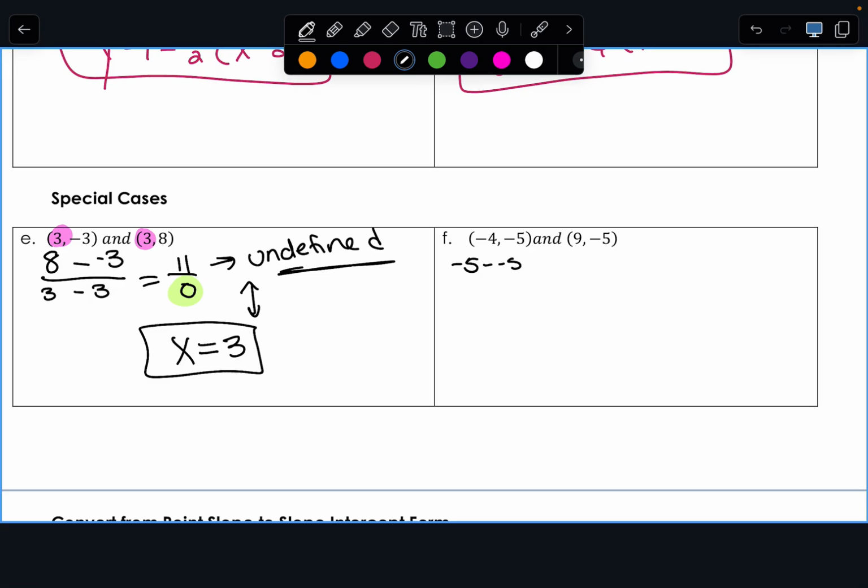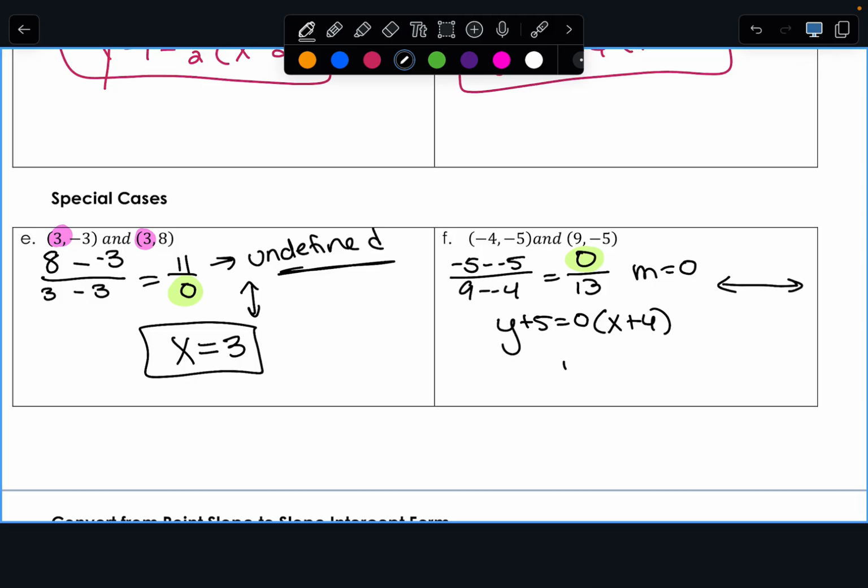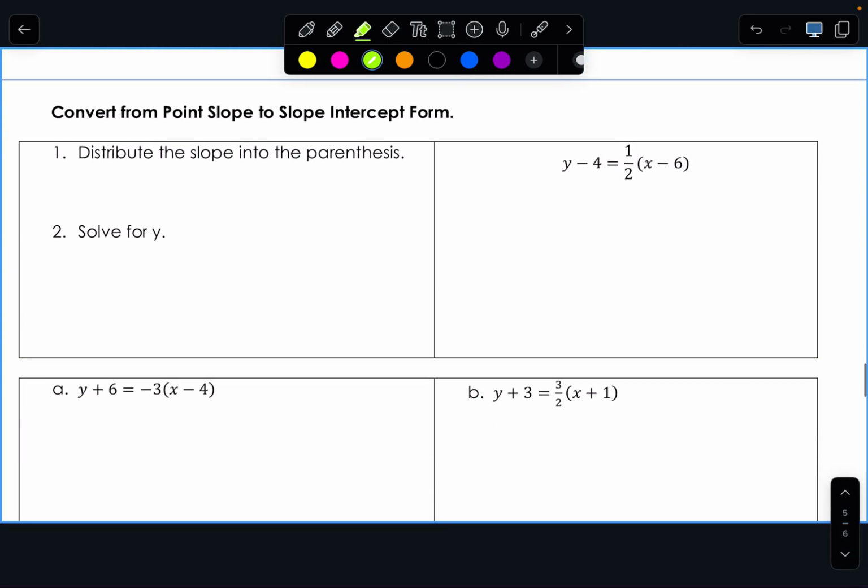Next one, -5 minus a -5 all over 9 minus a -4, 0 all over 13. I have 0 on the numerator, which means my slope is 0. So if you were to try to write it in point slope form, it would look like this. We would never put the 0 at the front. It's just a weird thing to do. But it means our line is horizontal like this, constantly y. Y equals -5 is our actual equation of the line. And we'll notice that -5 is there. Okay? All right.